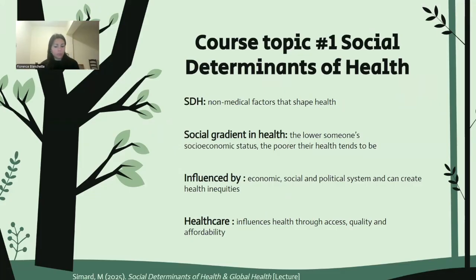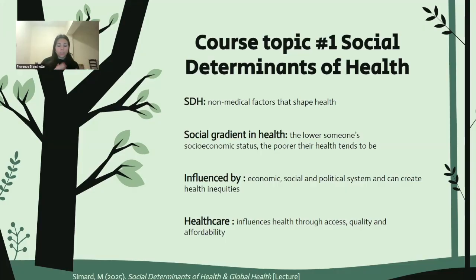They are usually determined by where we are born, grow, and live. And they include things like your living conditions, income, education, access to housing, and environment. They are shaped by broader systems like economic, social, and political ones, and they can lead to health inequities, meaning unfair differences in health between groups.